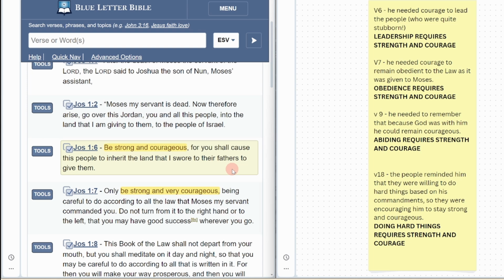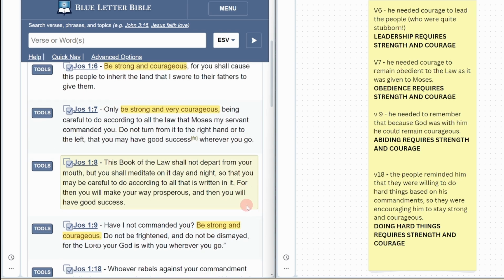He says, be strong and courageous, for you shall cause this people to inherit the land that I swore to their fathers to give them. Only be strong and very courageous, being careful to do all the law that Moses my servant commanded you. Do not turn from it to the right hand or to the left, that you may have good success wherever you go. This book of the law shall not depart from your mouth, but you shall meditate on it day and night, so that you may be careful to do according to all that is written in it. For then you will make your way prosperous, and then you will have good success. Have I not commanded you? Be strong and courageous. Do not be frightened, and do not be dismayed, for the Lord your God is with you wherever you go.